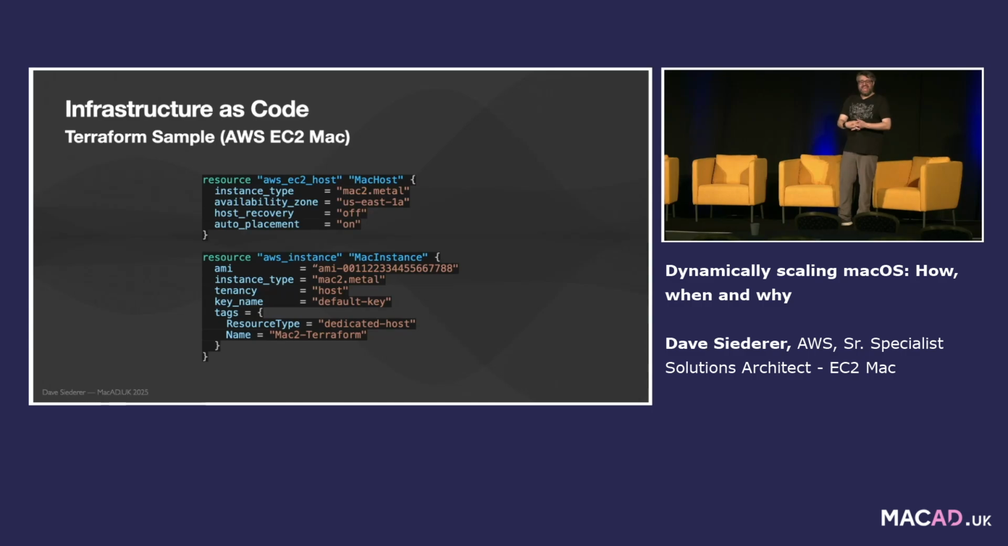And this sample is exactly what we did a moment ago in the CLI. The only difference is we're just creating two resources instead. So we're creating a host, just in the same way, with those same attributes, just laid out a little bit differently. And we're creating an instance. Again, same attributes, laid out a little bit differently.